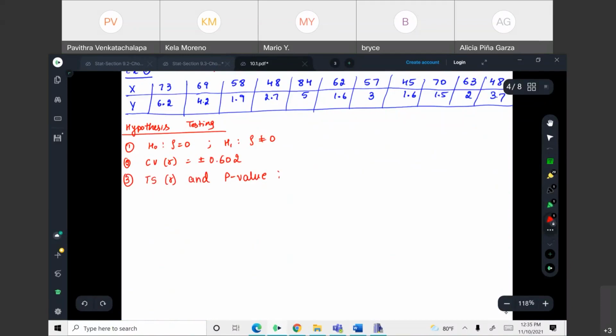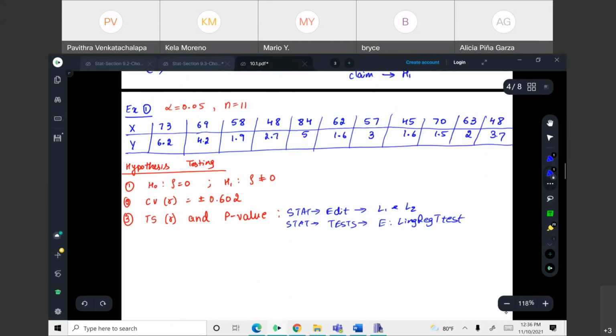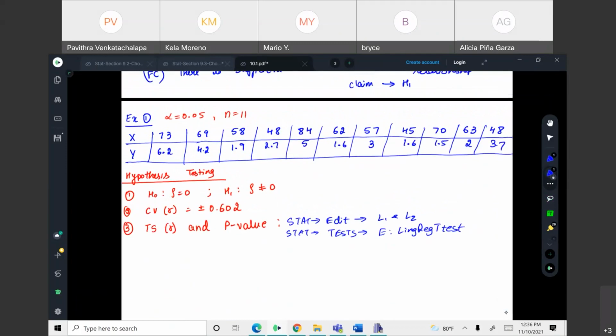So the steps are: go to stat, edit, fill L1 and L2. Again go to stat, test, and you choose option E, LinRegTTest. Do this and tell me the answer. You could tell me the R value if you want, but all we want finally is the P value.